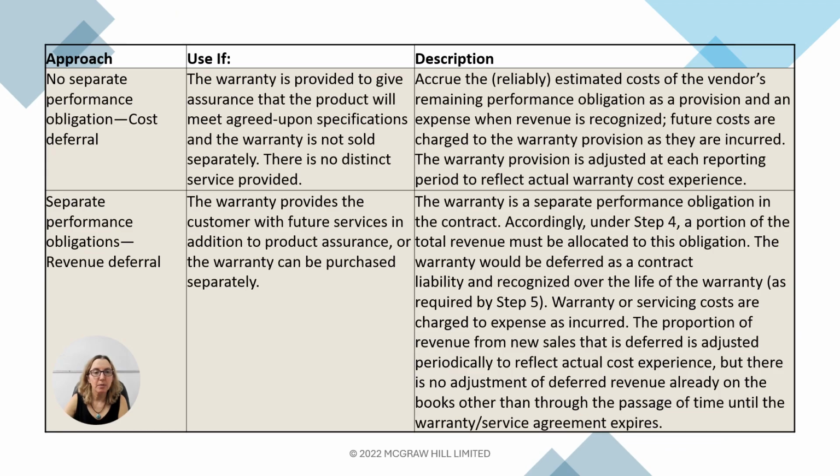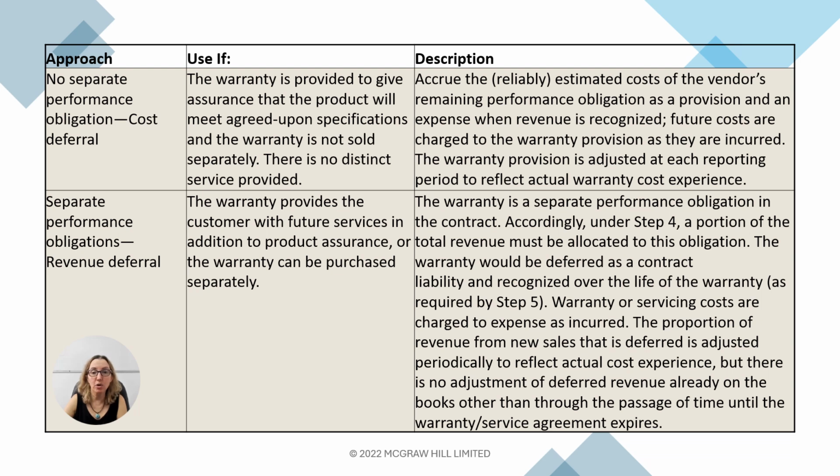Now let's go through a little more detail on both methods. Again, if you have no separate performance obligation, where you're doing the cost deferral, that's basically used when the warranty is provided just to give assurance that the product will meet the agreed-upon specs and the warranty is not sold separately. So this is the case for lots of appliances. You go in and say, I want this, and there's a 1-year warranty on it, right? And it's just saying that the product is going to work as it should. So there is no distinct service.